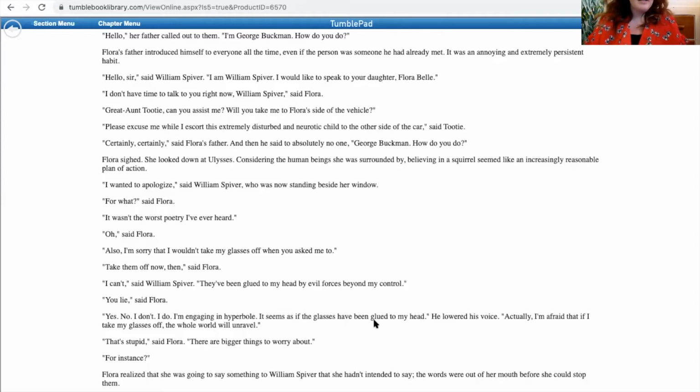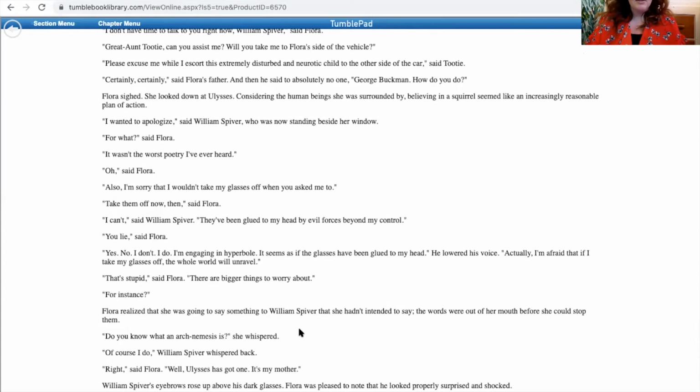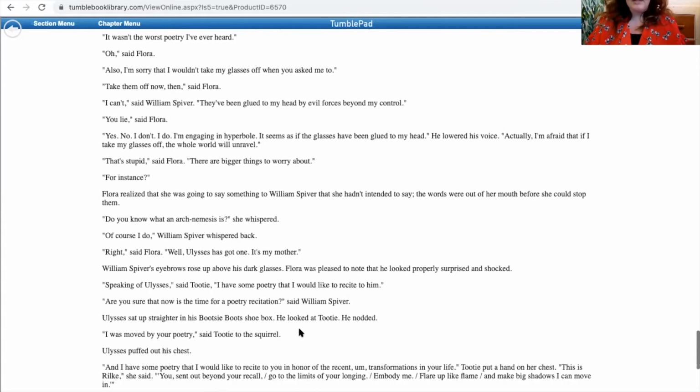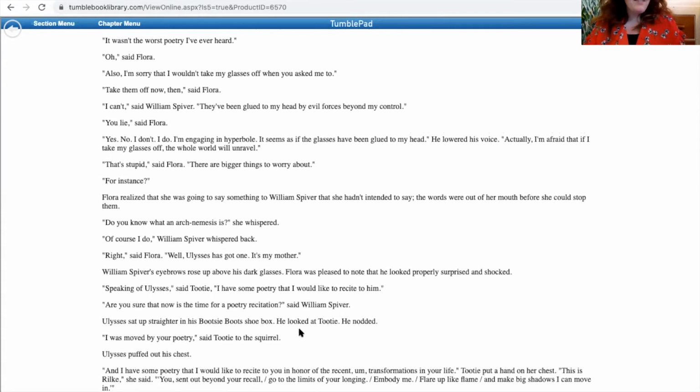"Take them off now then," said Flora. "I can't," said William Spiver. "They've been glued to my head by evil forces beyond my control." "You lie," said Flora. "No, I don't. I do. I'm engaging in hyperbole. It seems as if the glasses have been glued to my head." He lowered his voice. "Actually, I'm afraid that if I take my glasses off, the whole world will unravel." "That's stupid," said Flora. "There are bigger things to worry about."